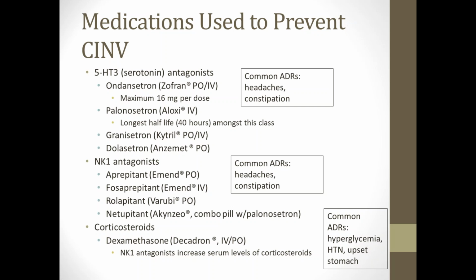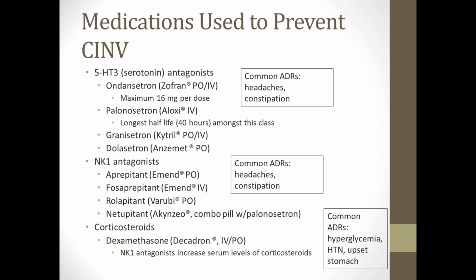The first class that you'll see are the 5-HT3 or serotonin antagonists, and these are drugs that will block the serotonin receptors in the chemo trigger zone and in the vomiting center from the serotonin molecule actually attaching to those receptors and causing the patient to vomit.